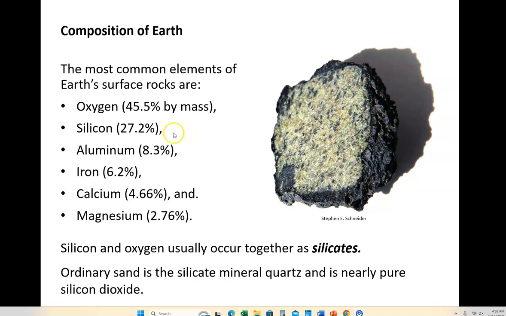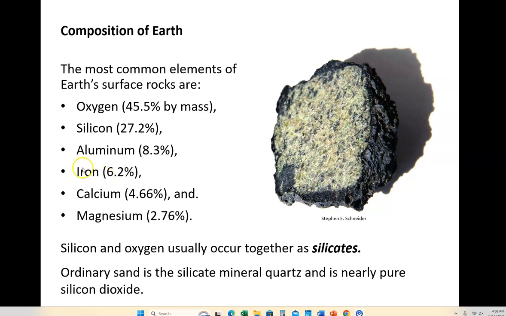Not exactly. I mean, it's a little bit of geology. So anyhow, rocks are a little more than 45% oxygen, a little more than 27% silicon, and then it starts to go down dramatically. Aluminum is only about 8%. Iron, which we do find on the surface of the Earth, is kind of a strange thing.